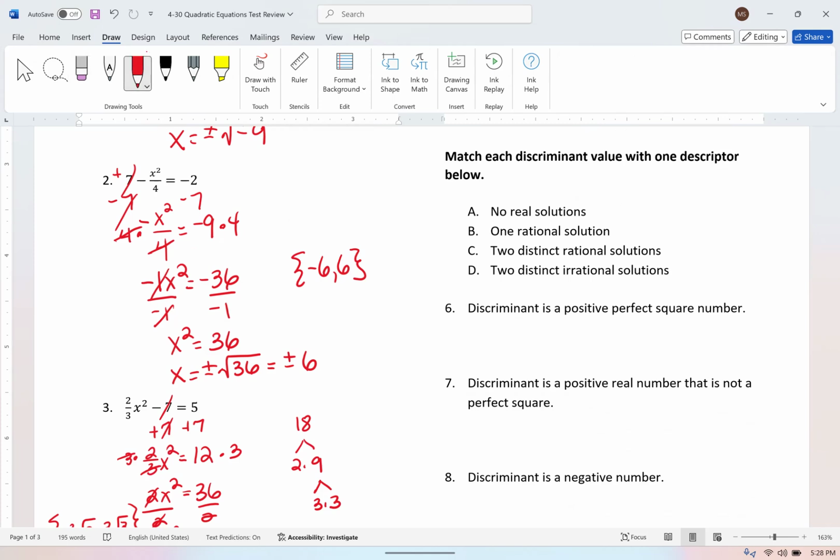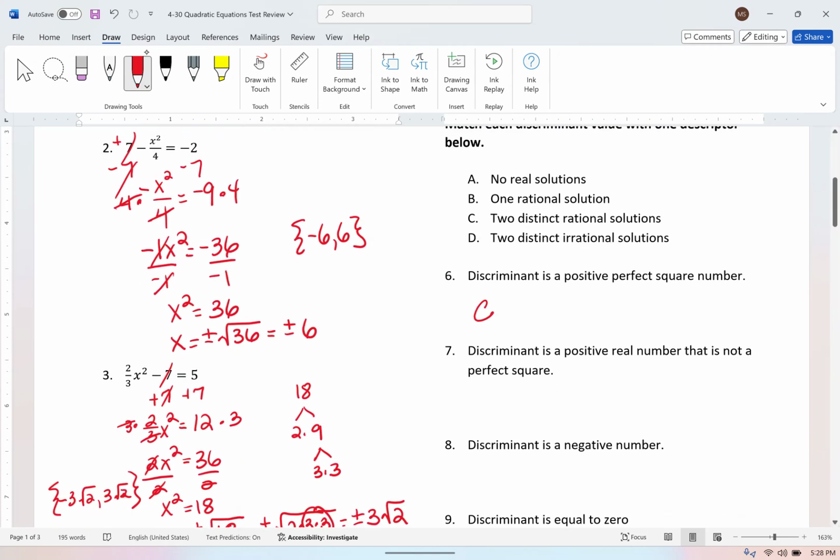First of all, number 6, discriminant is positive and a perfect square number. So when you take the square root of a perfect square, of course, you're going to get a nice number. So these are two distinct rational solutions. Okay, number 7, discriminant is positive, but we do not have a perfect square.